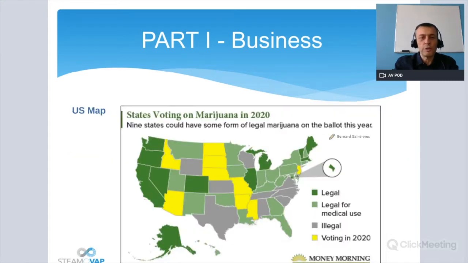The State of the Union. So you will see here that in 2020 there will be voting in the US, and the yellow states will be voting for legalization or not. So you will have the market expanding. The states that have already legalized medical use, or fully legalized the production and use of marijuana, will probably benefit from this market opening.